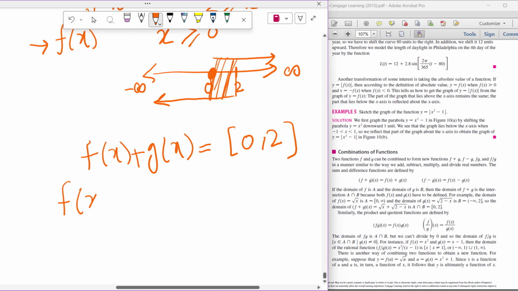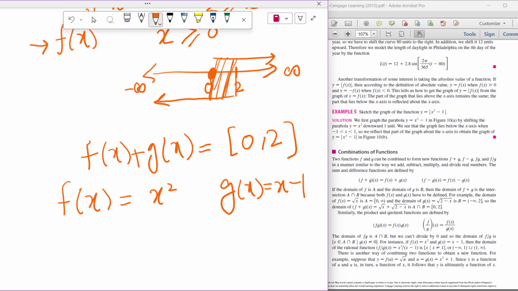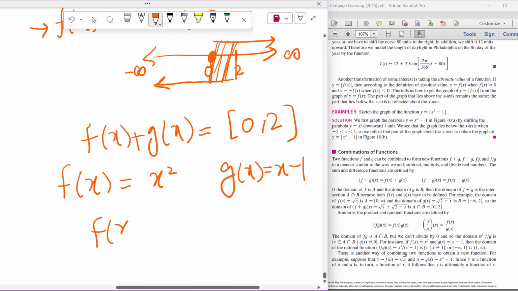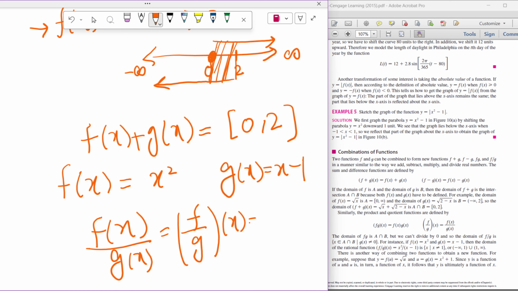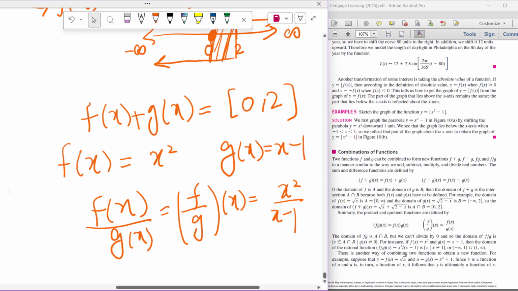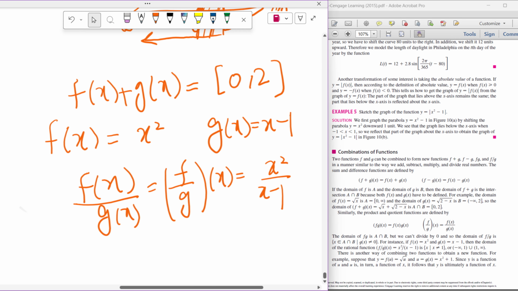Similarly, let's look at another example. If f of x is equal to x squared, g of x is equal to x minus 1, and we have to find f of x over g of x, or f over g, it will be equal to x squared over x minus 1. So now it is the division of two polynomials.